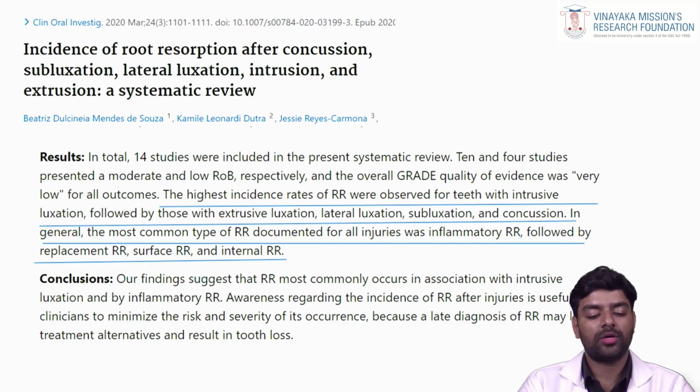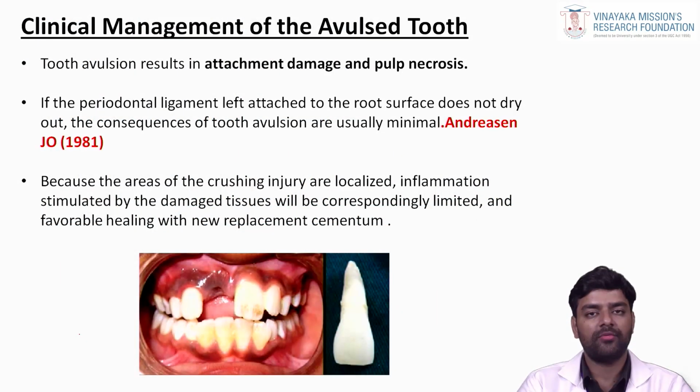In general, the most common type of root resorption documented for all injury was inflammatory root resorption, followed by replacement root resorption, then surface root resorption and internal root resorption. Then management of avulsed tooth. Tooth avulsion results in attachment damage and pulp necrosis.